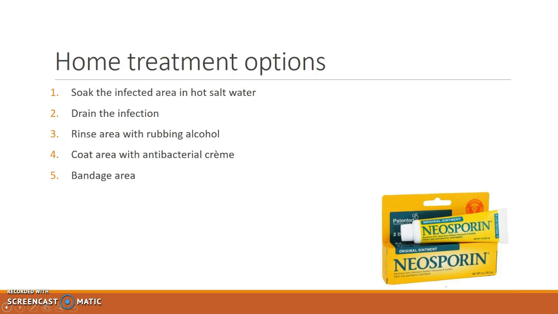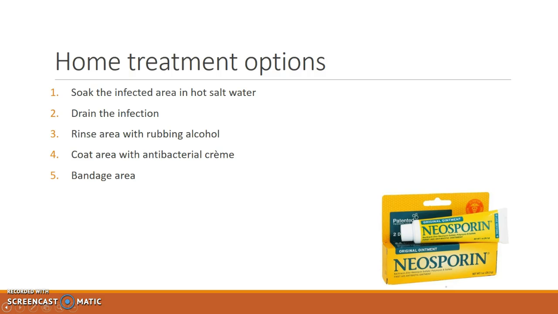So, once we've decided that we have a superficial bacterial infection, what can we do about it? Well, the first thing, if you're trying to fix it at home, is to soak the infected area in hot salt water. Basically, as hot as you can get it. If you cannot get the area into a salt water bath, simply take a hot towel, soak it in water and salt, and place it on the infected area.